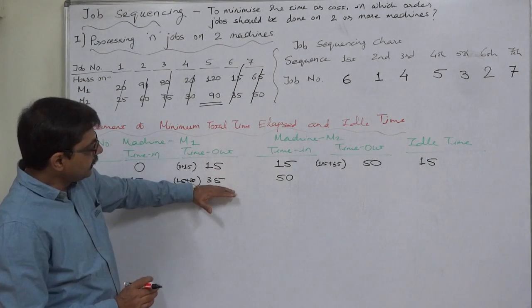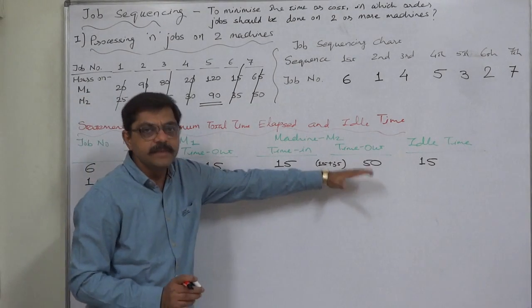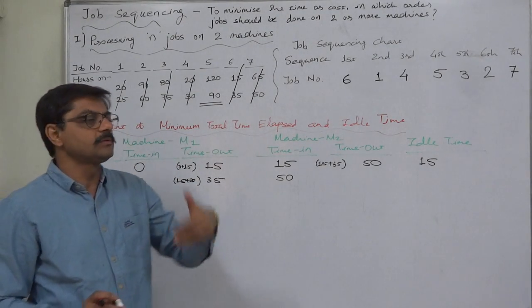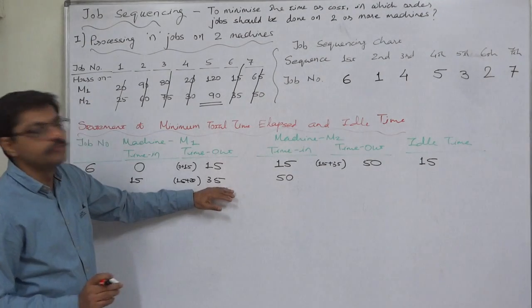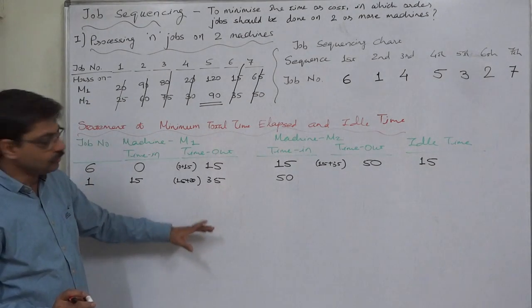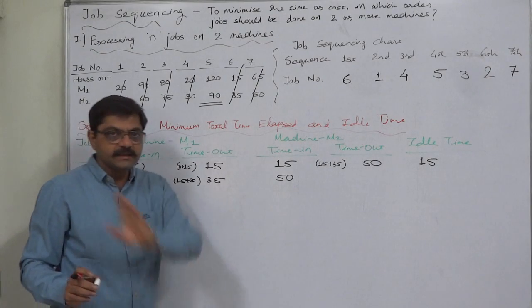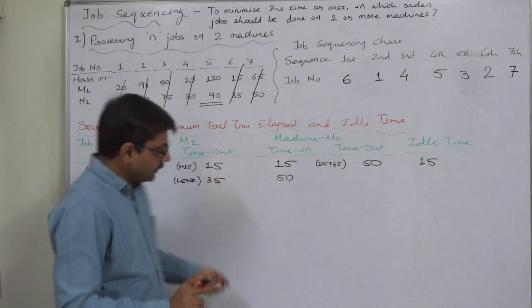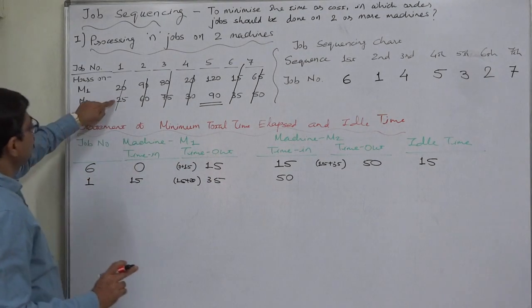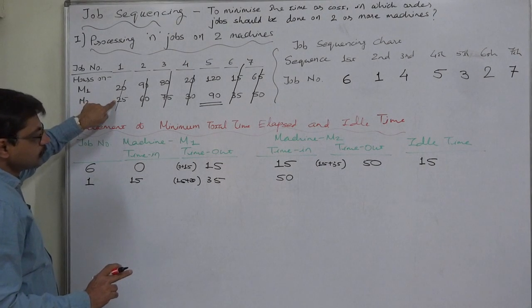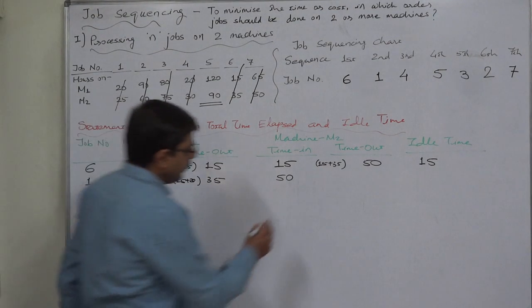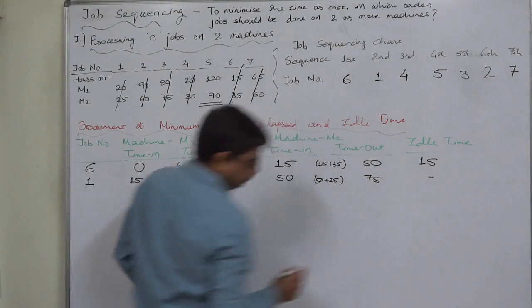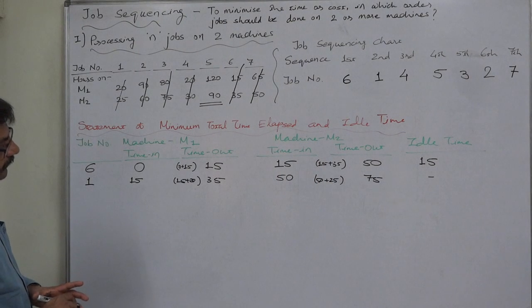Because at the end of 35 hours, machine 2 is still busy on job number 6. So we cannot put job number 1 on machine 2. The job has to wait. And when the job is waiting, there is no idle time. Idle time is when the machine is waiting. Now 50 plus job number 1 requires 25 hours on machine 2. So 50 plus 25, 75 will be the time out.